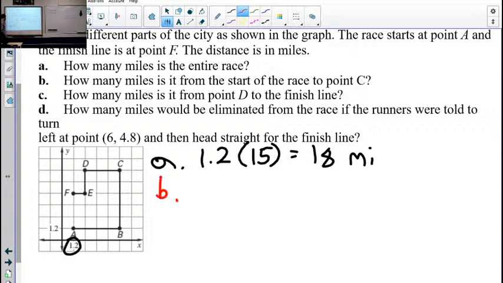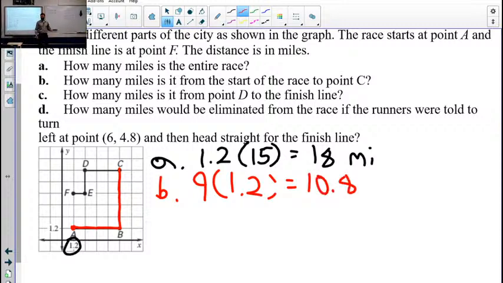Part B. Part B says how many miles is it from the start of the race to point C? So the start of the race, let's see, it starts at point A. And we're tracking to point C. So let's count. We've got 1, 2, 3, 4, 5, 6, 7, 8, 9. And each of those was 1.2, so we need to multiply it by 1.2. It's going to be a decimal this time. 9 times 1.2, that's 10.8 miles.